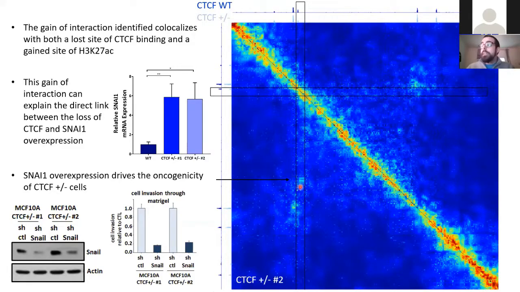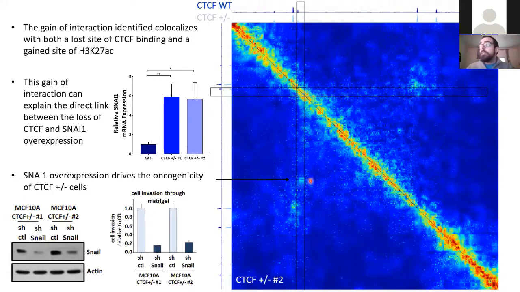So basically this loop here shows that the loss of the CTCF site leads to a loss of insulation that allows the enhancer to contact the promoter of SNAIL to increase its transcription, which then increases its level in our cells, which drives its oncogenicity. So here, if I hadn't added a higher resolution, I would have never found this specific site, and I couldn't have drawn a clear link between the loss of CTCF and the increased expression of SNAIL.